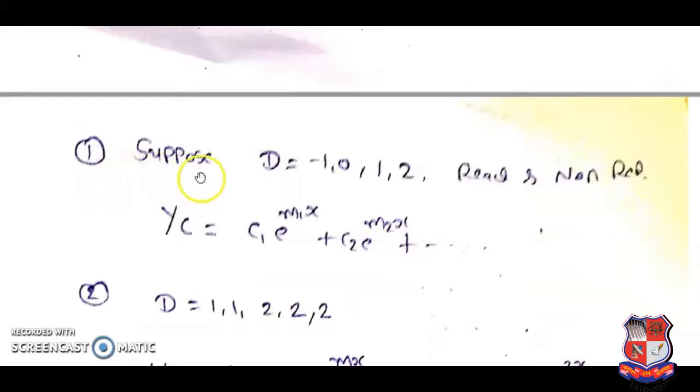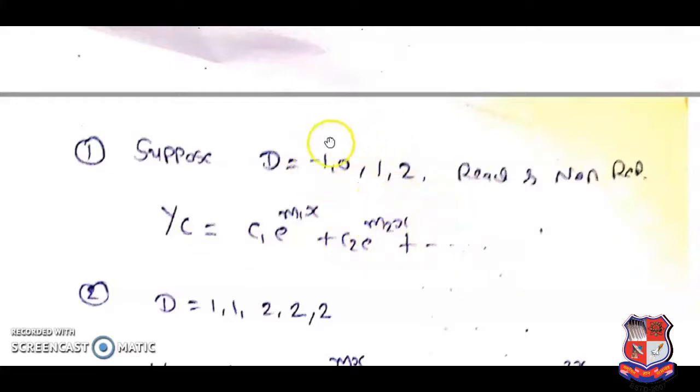Number 1. Suppose D equals -1, 0, 1, 2. That is a real number but non-repeated. So when it is real and non-repeated, we have to write down the solution yc, the CF solution: C1 e raised to m1x, C2 e raised to m2x, up to infinite.